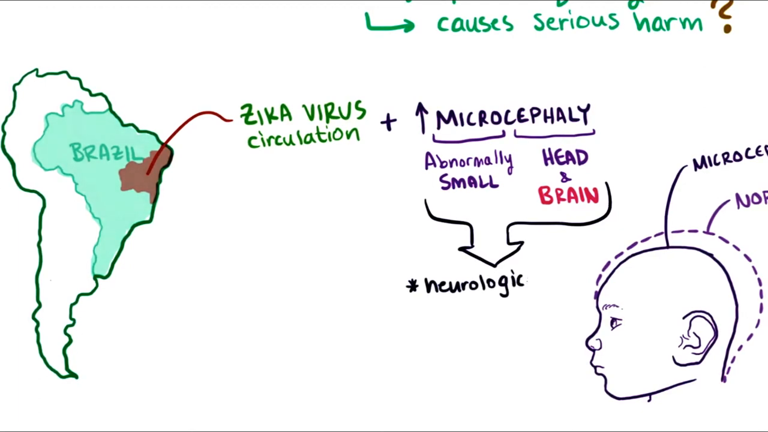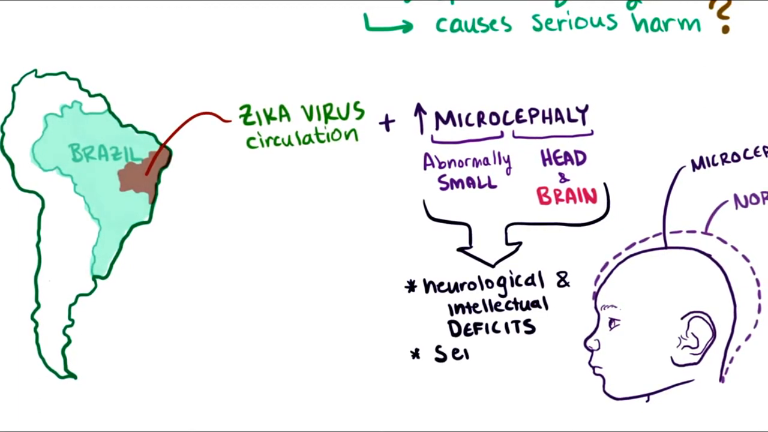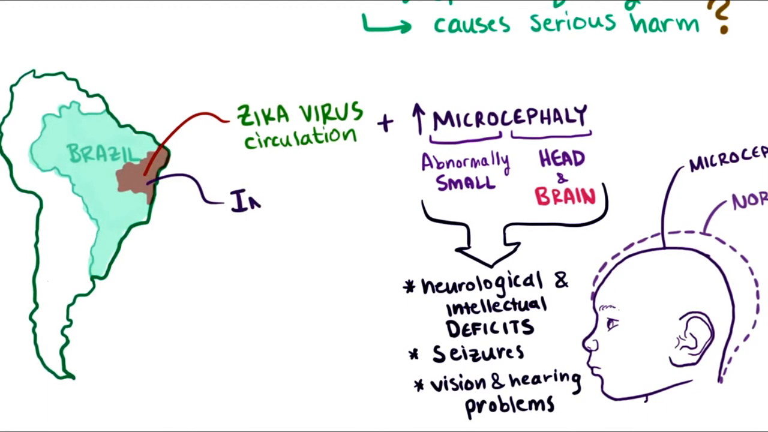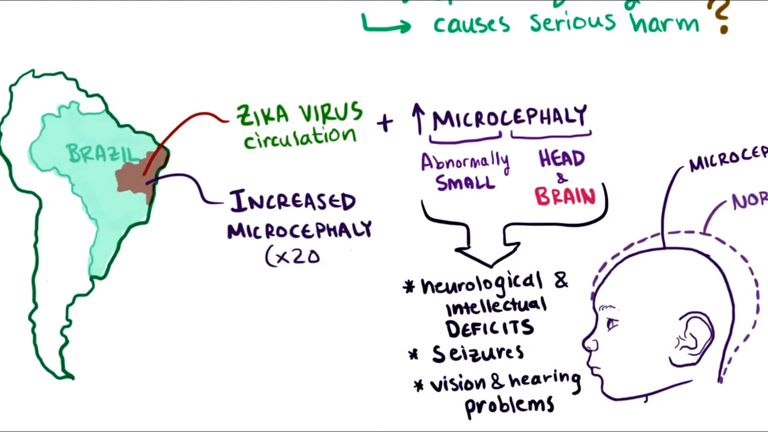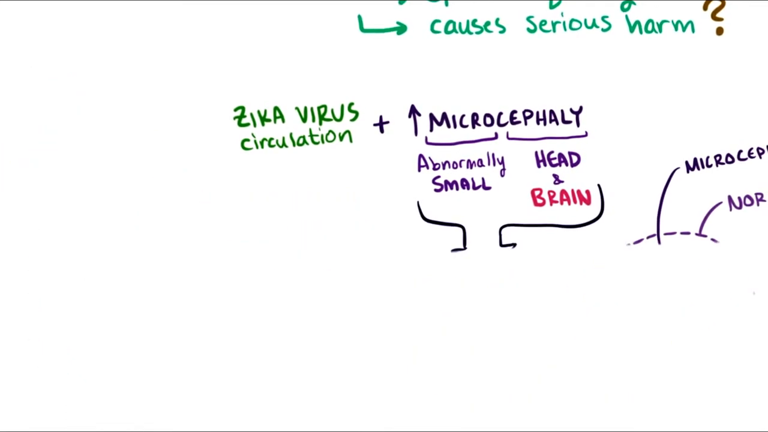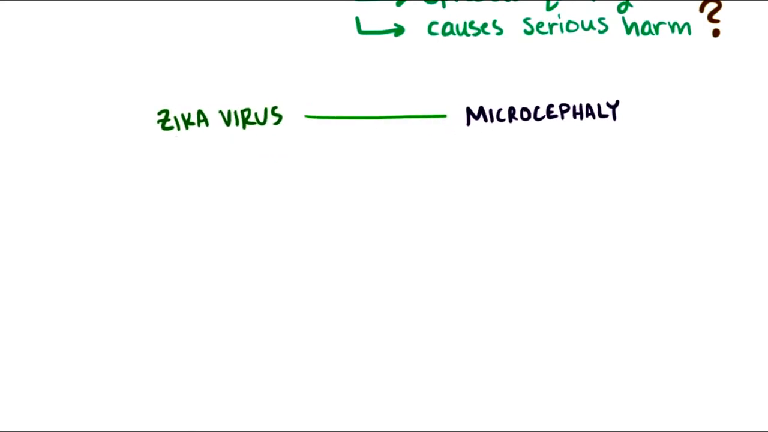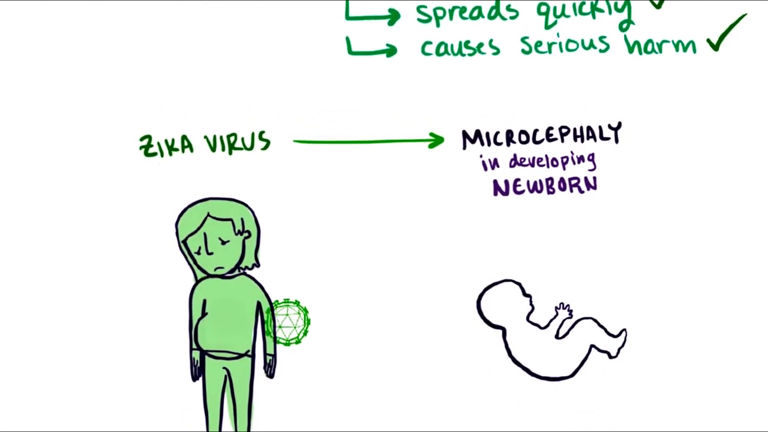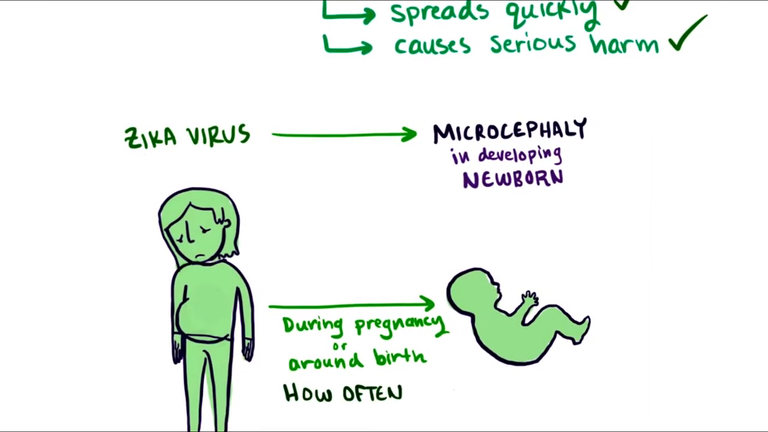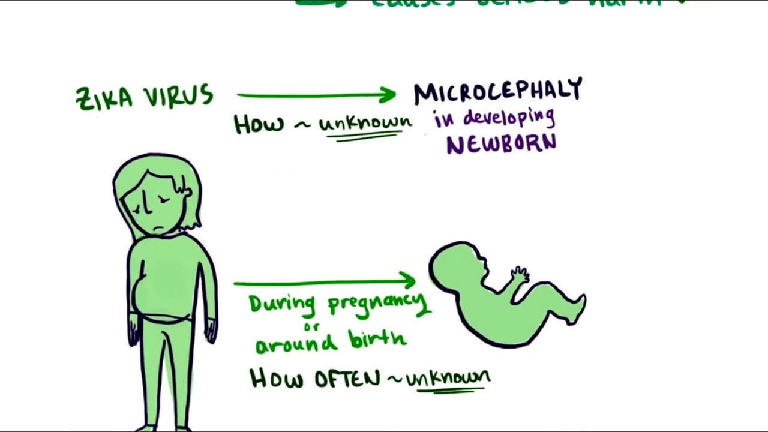This has the tendency to cause serious neurological and intellectual deficits, seizures, as well as vision or hearing problems. It was noticed that there was this huge increase in babies with microcephaly, up to a 20-fold increase, among Brazilian states with Zika virus outbreak. As of November 2015, the European Center for Disease Control has stated that it's plausible that the Zika virus is able to cause microcephaly in the developing fetus or newborn, as the Zika virus can be transmitted from mother to baby during pregnancy or around the time of birth. Although it's not really known yet how often this happens or how exactly the Zika virus is linked to microcephaly.